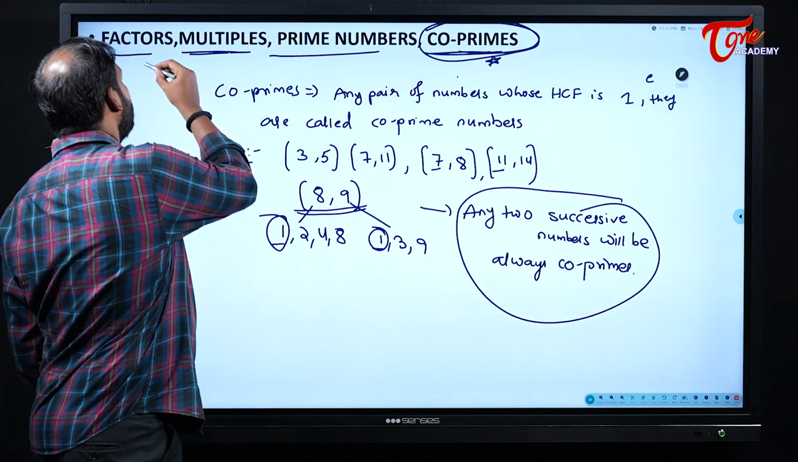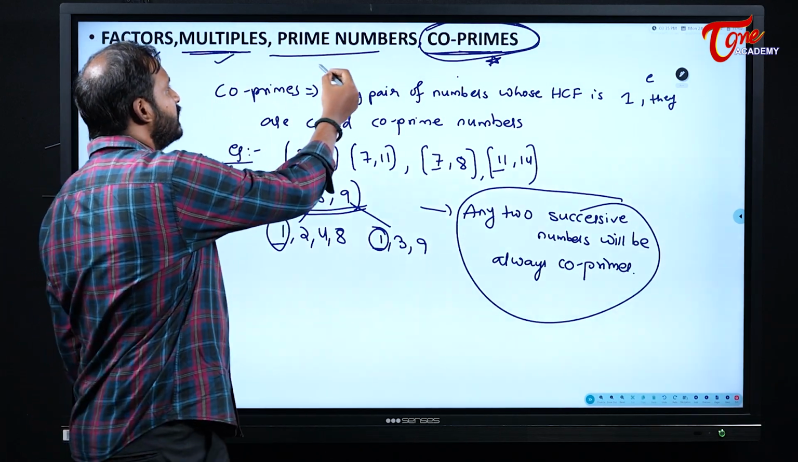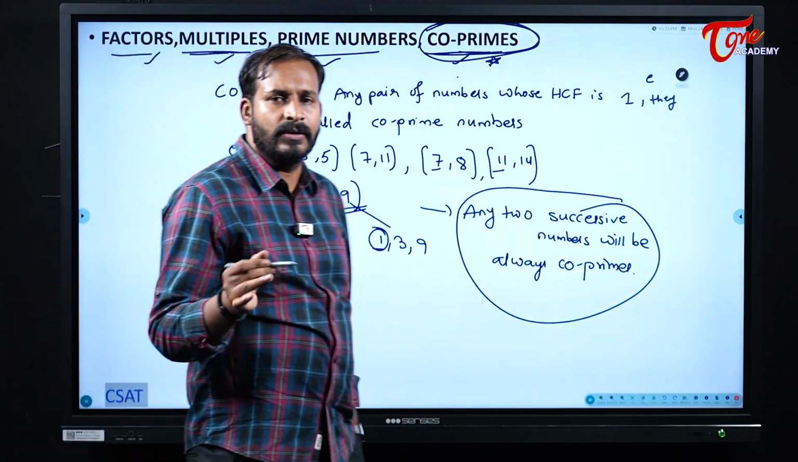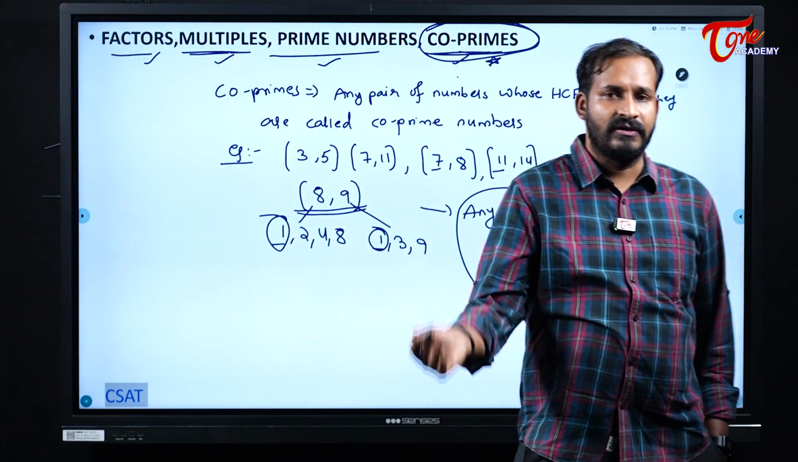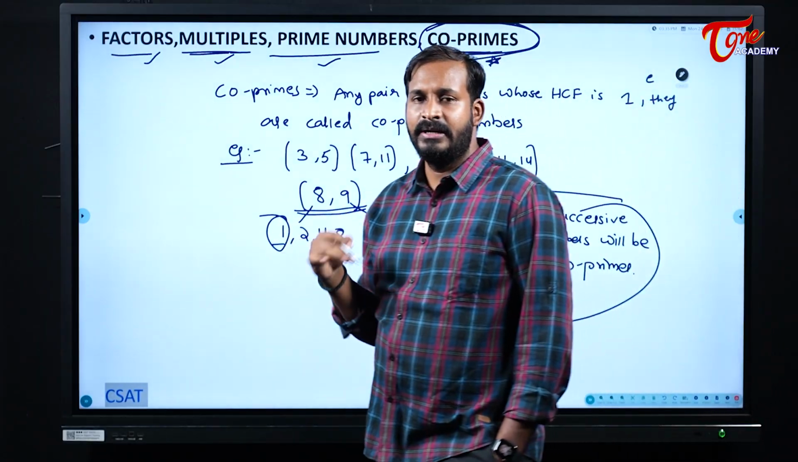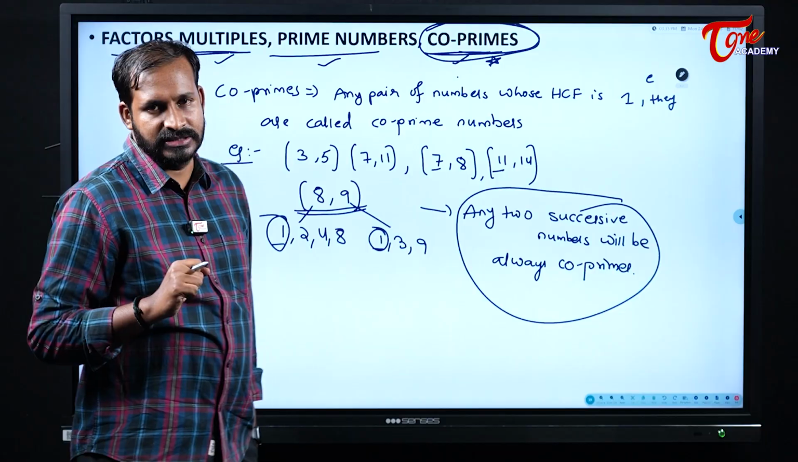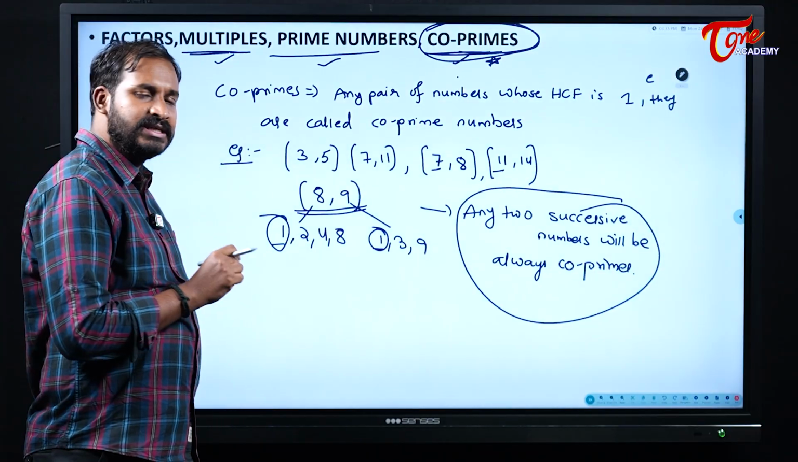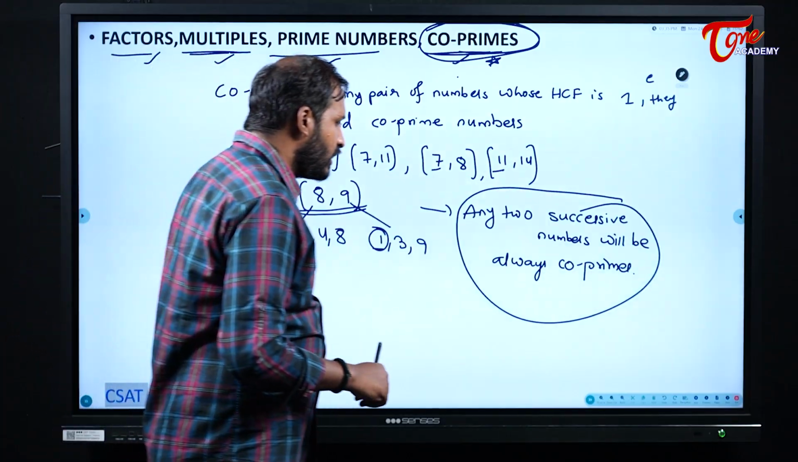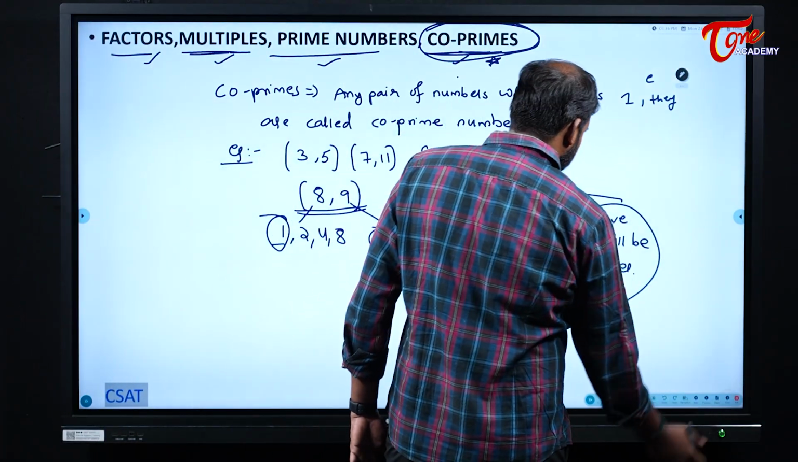So now I think everyone understood what are called factors, multiples, prime numbers and co-primes. Why? Because later while solving the problems, we will directly start solving the problem, students. So you should know this terminology. Then it becomes easy for you to understand the concepts. That is the reason we are discussing each and everything in a detailed manner. We will not learn only formulas, we will learn the concepts also.